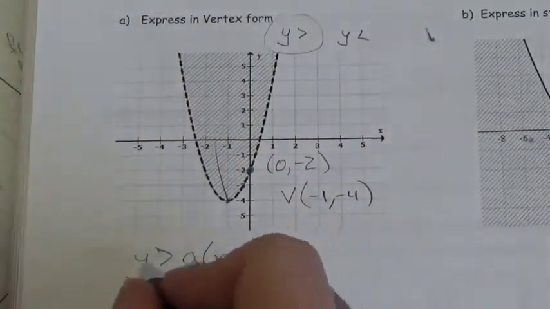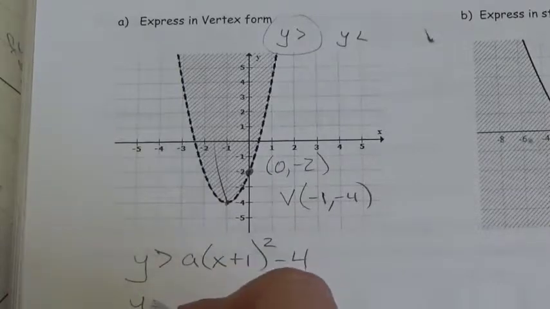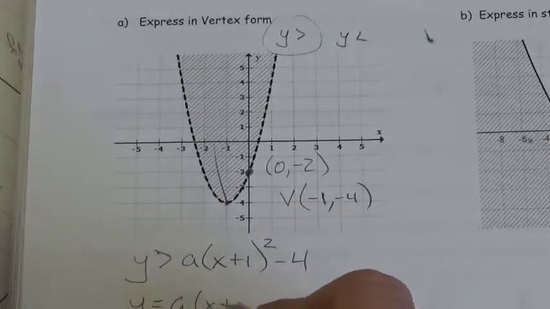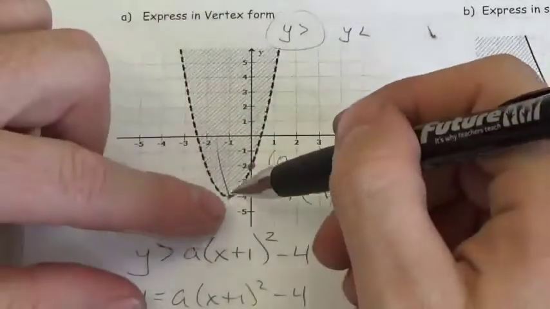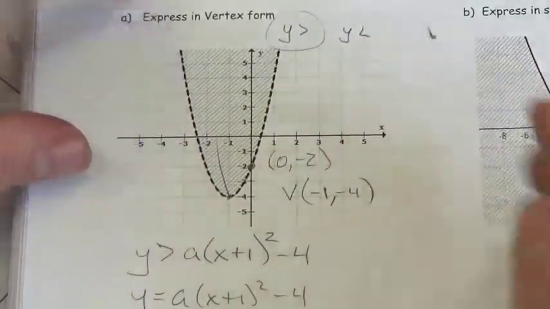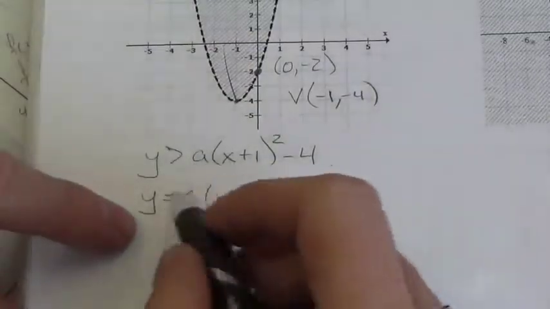So for the time being, I'm going to ignore that inequality. I'm going to just take a quick look at the parabola. I don't really need the shaded region right now. I just want to get the equation of the parabola, so I don't need the greater than.